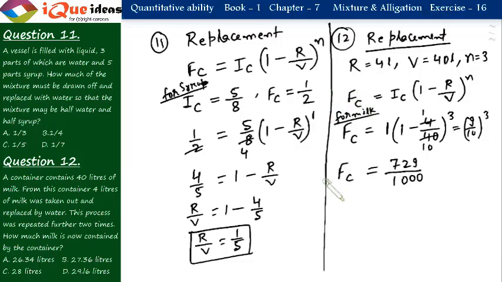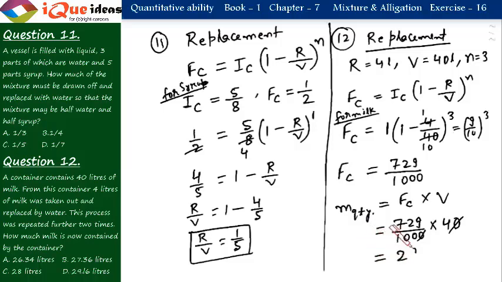Now the question says how much milk is now contained. Now this is the concentration of milk, right? So the quantity of milk would be equal to the concentration of milk into the total volume. Now final concentration is 729 upon 1000 into the volume is 40 liters. So you multiply and simplify. 0 cancels 0. 729 into 4 would be 2916 by 100. So it is 29.16 liters. So the milk quantity in the final situation is 29.16 liters.